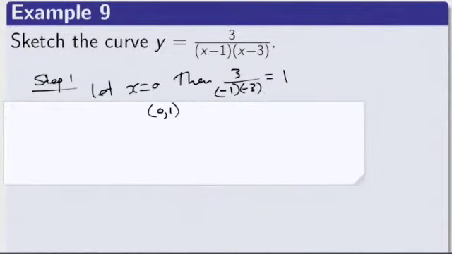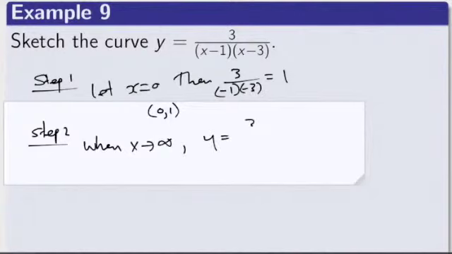Step 2. We want to know what happens when x goes to plus or minus infinity. So when x goes to plus infinity, let's see what happens to y. Y is going to be 3 over, well, a very large number minus 1 is a very large number. So just write infinity there. A very large number minus 3 is still a very large number. So y goes to 0.